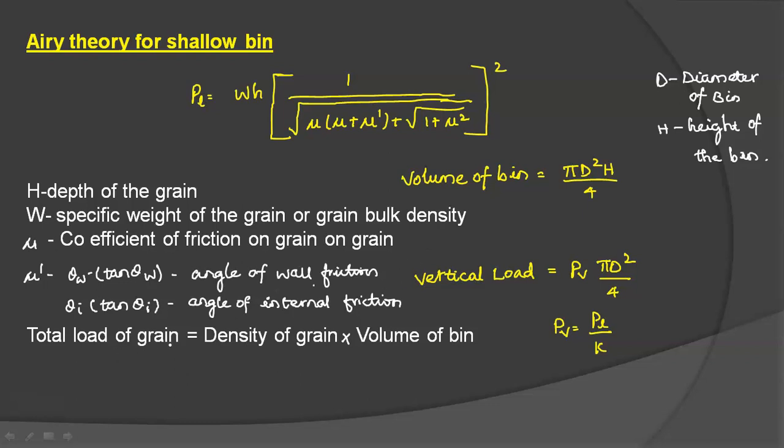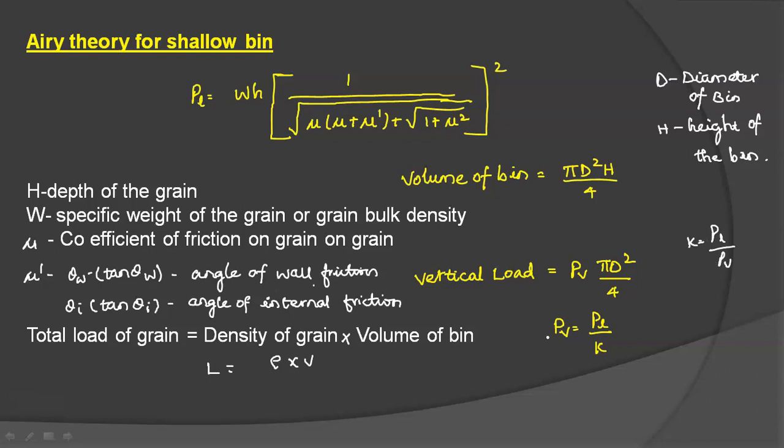So total load of the grain is equal to density of the grain times volume of the bin, so rho into V is the total load. H is the depth of the grain. Volume of the bin we know is pi by 4 d square H, and the vertical area represents PV, equal to pi d square by 4. K is known as a constant, lateral pressure by vertical pressure.